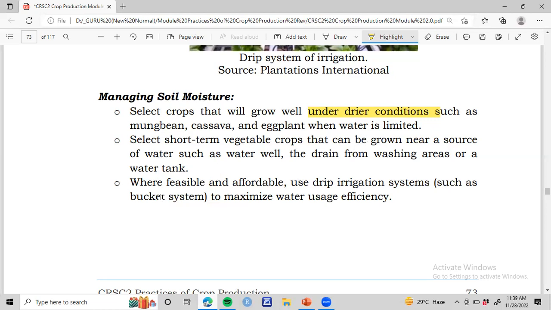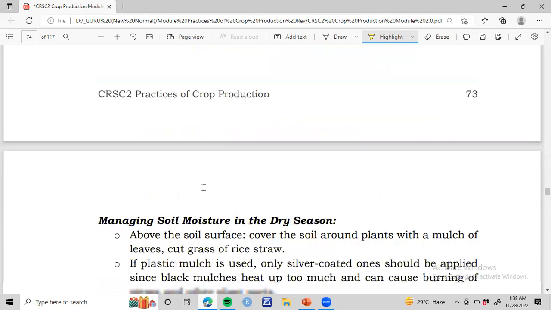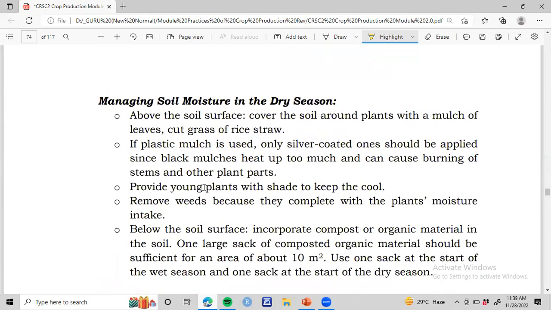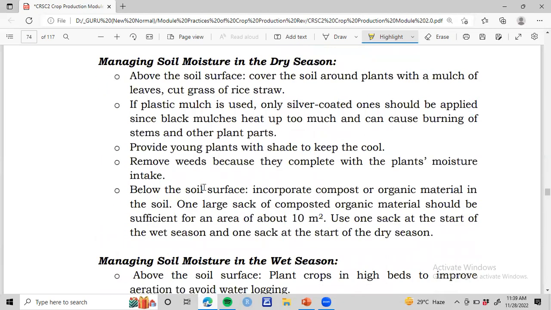Okay? Where feasible and affordable, use drip irrigation systems such as bucket system to maximize water use efficiency. Ayun, kung meron kayong extra na pang-install, kahit mga simpleng drip irrigation system lang, so you can do so in order to efficiently manage the water. Okay? Managing soil moisture during the dry season.